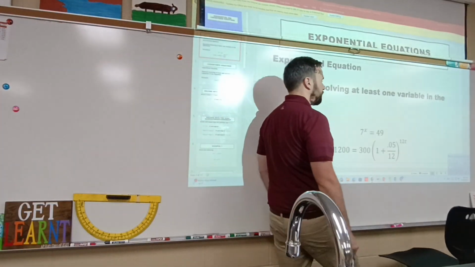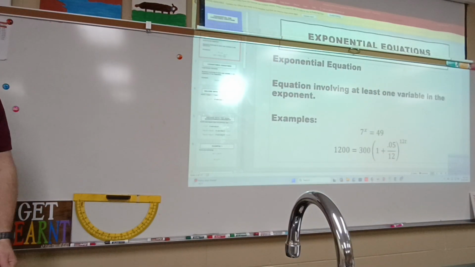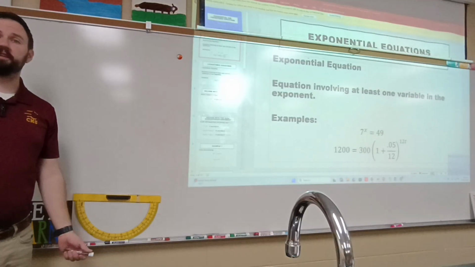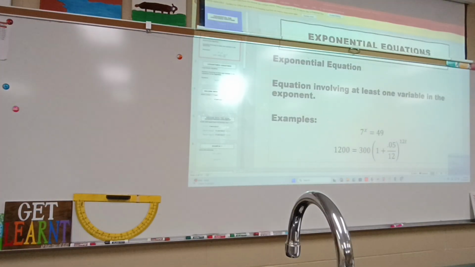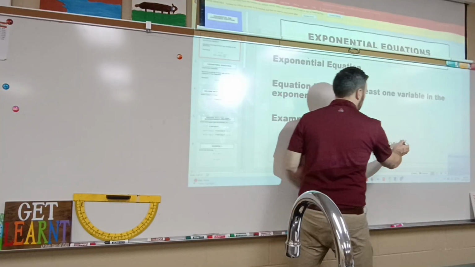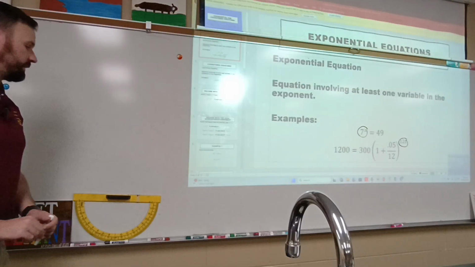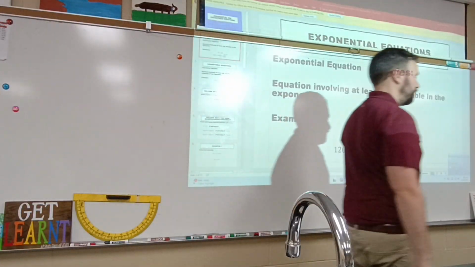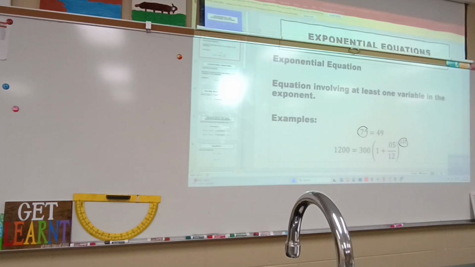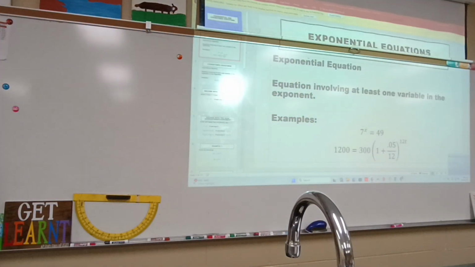All right. So the first section we did, we talked about what to do if there's a power. We took it to the reciprocal power to get rid of the power. That was a long time ago. This section, what we're going to focus on is how do we solve equations when we have the variable as an exponent? I'll give you a hint. It's going to be all the same steps you've ever done to solve, with one new step. We're going to learn one new step.